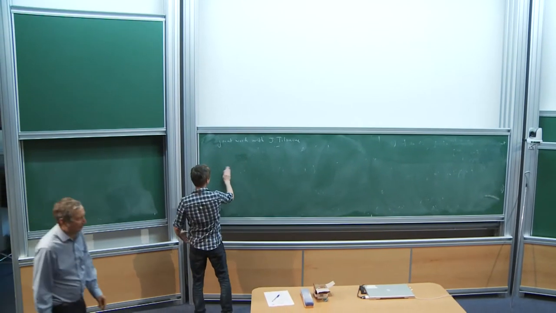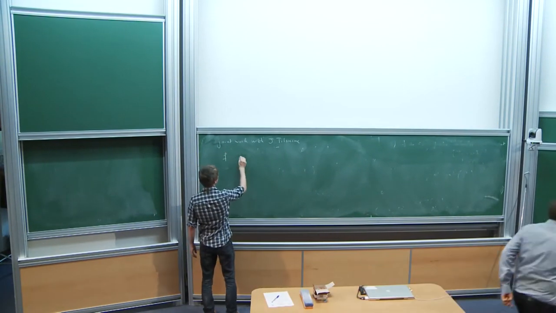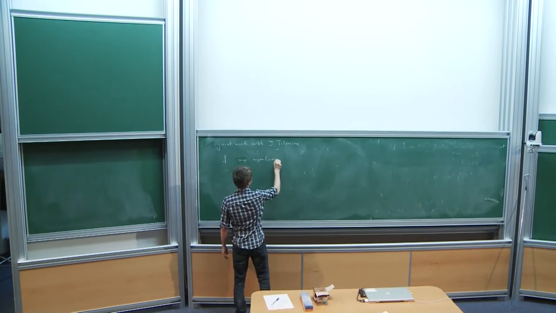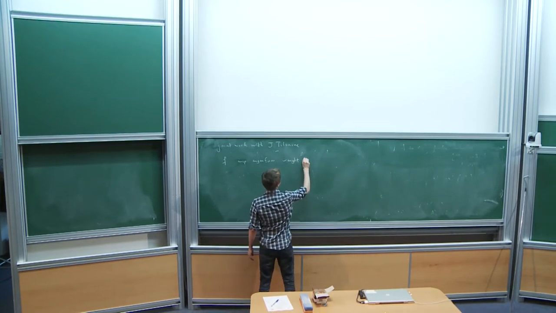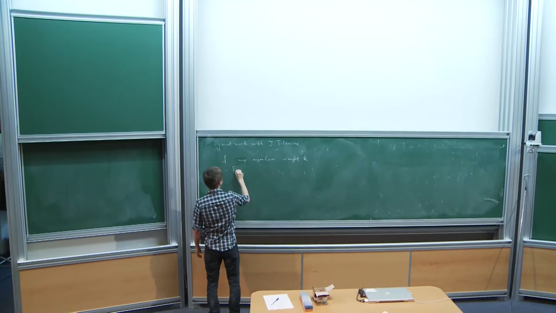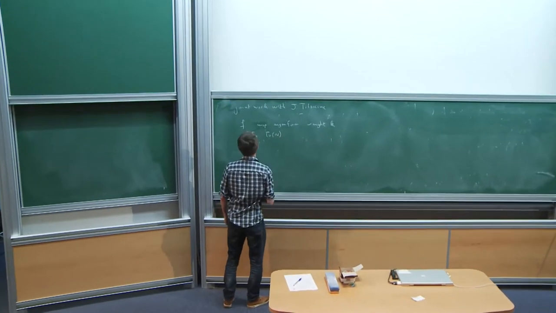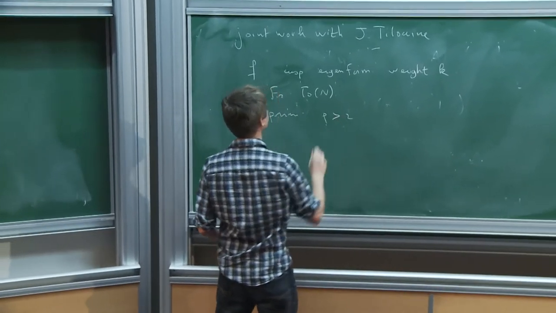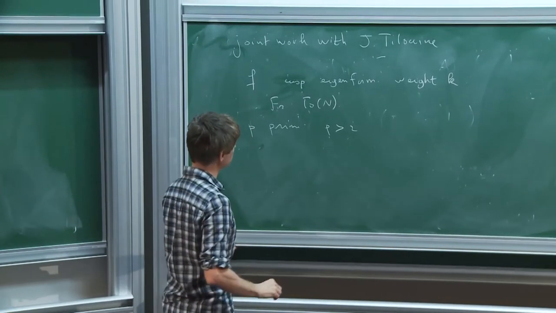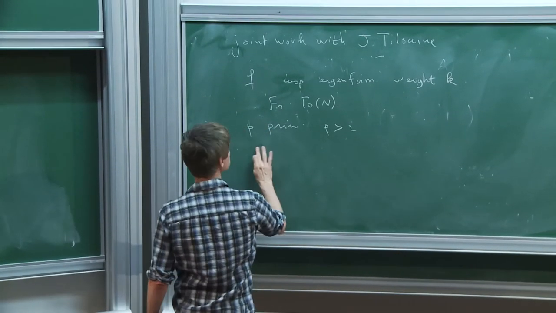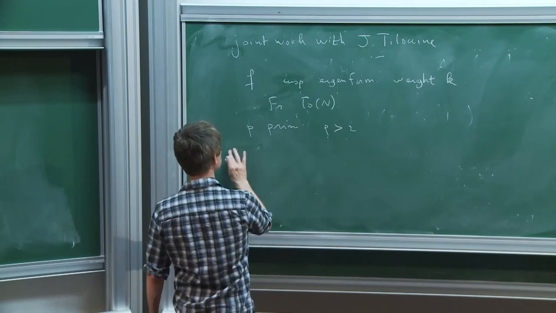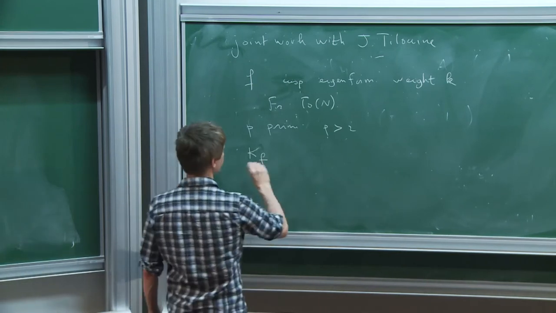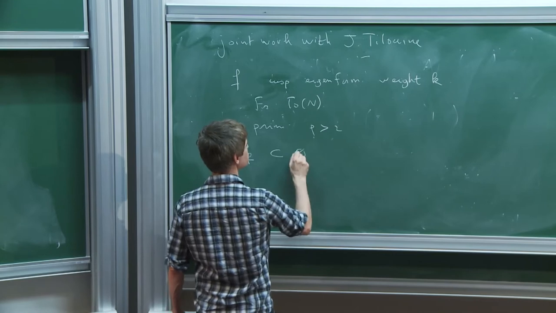I'm going to start by giving some notations. F is going to be a cusp eigenform for weight k for gamma naught n. P is going to be an odd prime. I'm going to denote K_f the field of Fourier coefficients of f, and I see it inside Q bar.